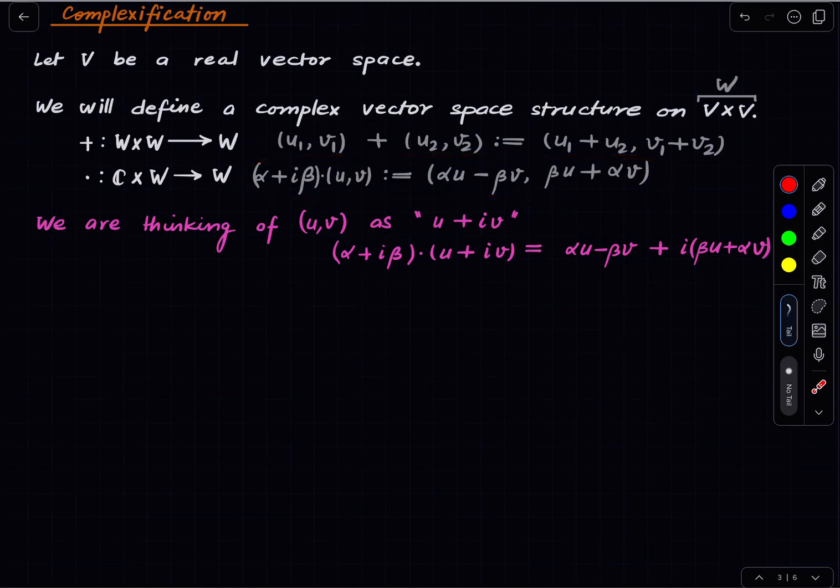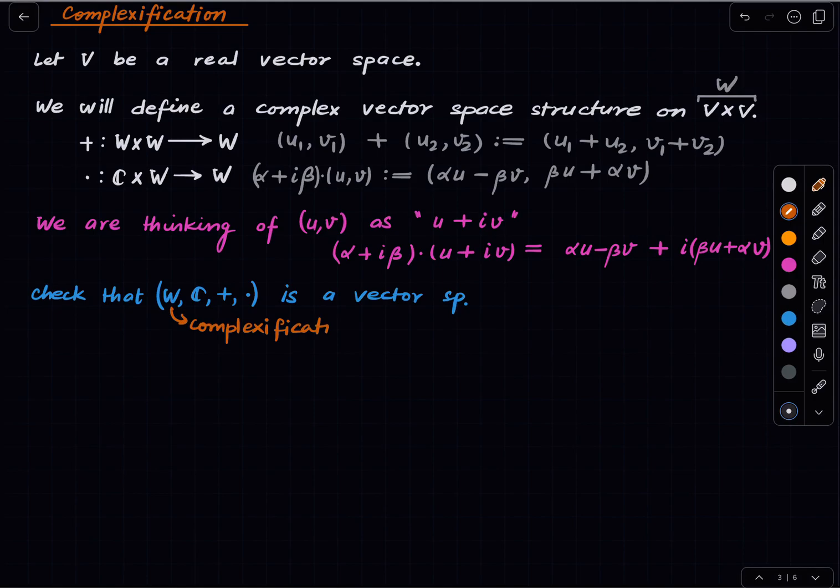Okay. One should now check as an exercise that with this definition of addition and scaling, this quadruple is a vector space. Okay. This is called the complexification of V. So we have obtained a complex vector space out of the real vector space V.